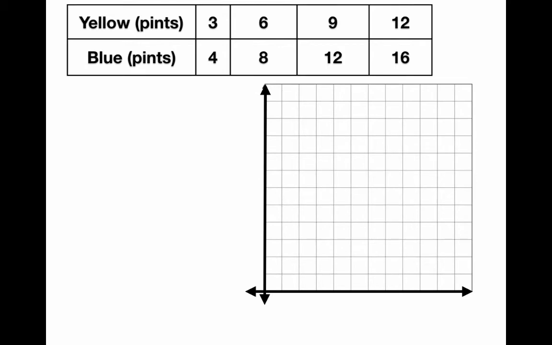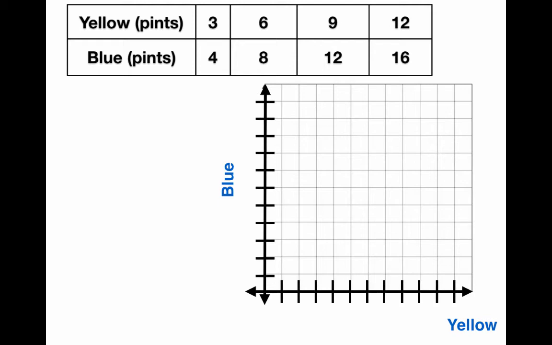And again, I don't see any negative numbers. We're not going to have negative yellow paint or negative blue paint. So we're going to do all positives. Grab a ruler, make it really nice and neat on your graph paper. Label that x-axis as our yellow paint and the y can be our blue paint. And then let's number this thing. We're going to put a scale on. I think we can go just 1 to 10.